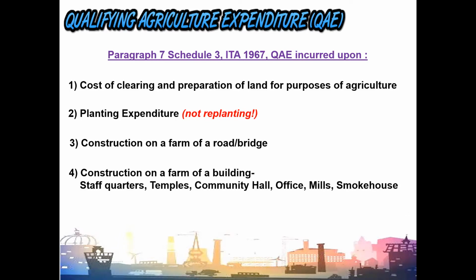Right, so number 4 is construction on a farm of a building. Sometimes we have to build an accommodation for our workers. Jadi kita ada pekerja. Jadi kita kena jaga ikan, kena jaga ayam, kena jaga kambing, jaga lembu. Okay. Jadi kita ada gunakan rumah untuk pekerja. Okay, so pembinaan bangunan itu adalah sebahagian daripada QAE.